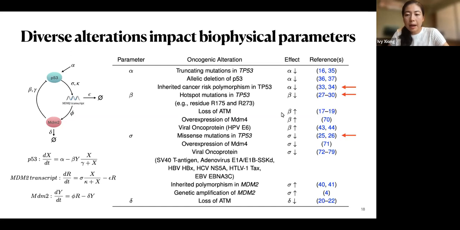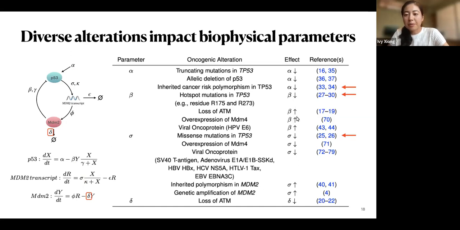So besides that, I also noticed that there are 8 parameters in this model, but most of the mutations I've surveyed are only impacting the 4 parameters I've listed here. So I've mentioned the production rate of PV3 alpha, and then we have beta, which is the inhibition rate between MDM2 and PV3, and then transactivation rate, sigma, and delta, which is the degradation rate of MDM2.